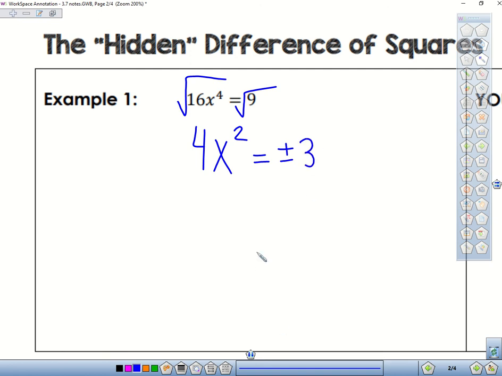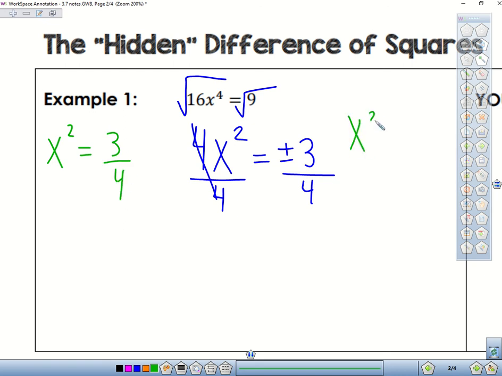And then your goal is to get the x squared by itself. So if you have a coefficient in front, you're going to divide both sides by that coefficient. And you're going to end up with x squared is equal to plus or minus 3 over 4. So from here, you actually have two versions of this, right? You have x squared equal to 3/4, and you have x squared equal to negative 3/4, right?